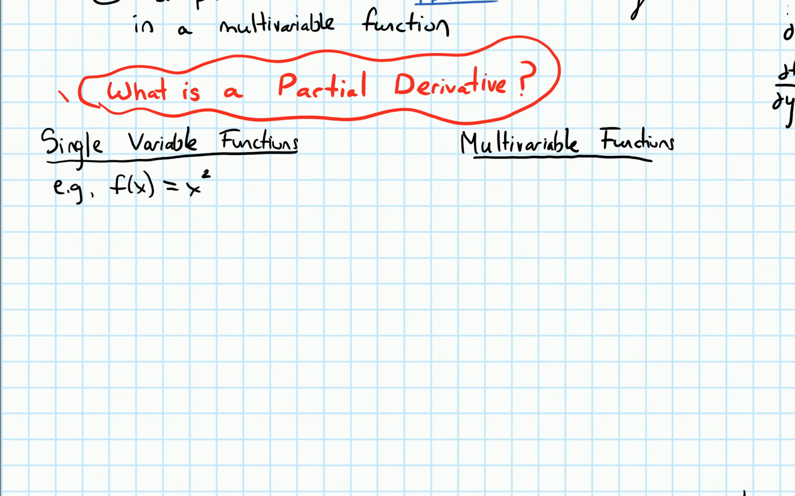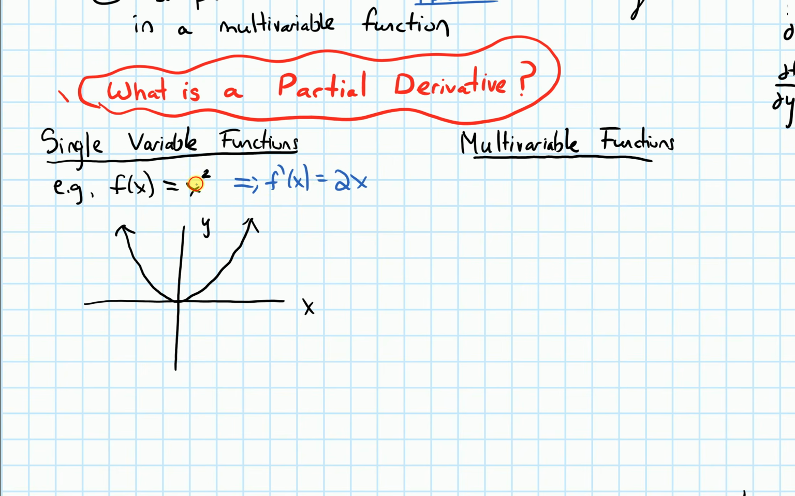Okay, so if I graph this function, and I have my x-axis and my y-axis, the graph of this is a parabola that's facing upwards and its vertex is at the origin. And I could take the derivative of this. So the derivative of this function is 2x, just using the power rule. Okay, so the derivative here, f prime of x, equals 2x.